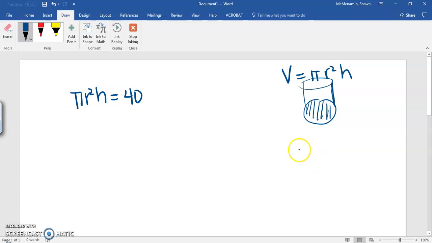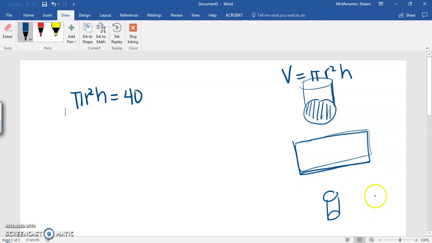Now to find the side area, think about a cylinder and you're unwrapping it. If you unwrap it, you get this rectangle, which is the sides of the cylinder. This is the circle if you wrap it back up. And so the circumference of a circle is 2 pi r, and then times your height. So the side area of a cylinder equals 2 pi r h.